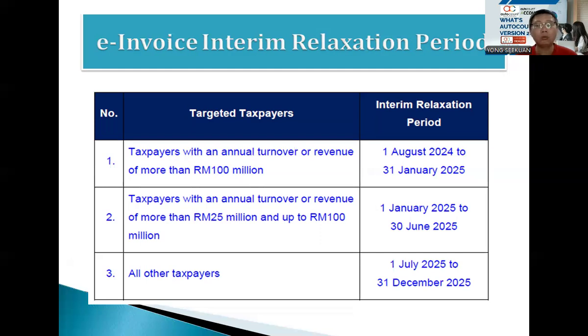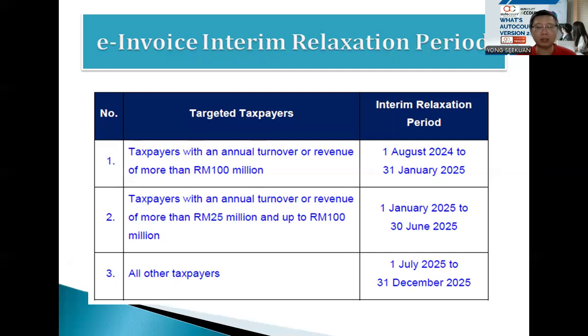Phase two will be from 1st January 2025 until the end of June 2025. Then phase three, for the taxpayer, will be 1st July 2025 until the end of 2025. The meaning of the 6 month grace period is you no need to submit the invoice, but you can consolidate it. You must consolidate yourself.